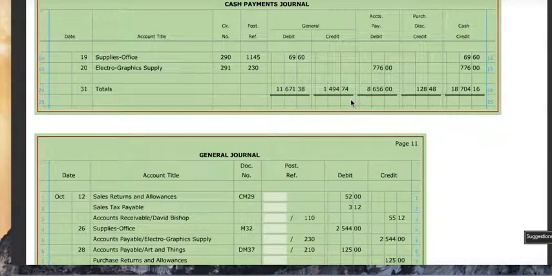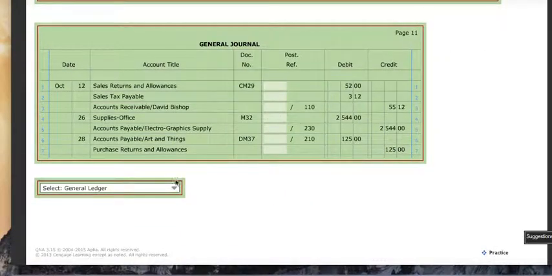11.3, we are posting to a general ledger. So it's similar to what you've done in the past, but you are going to add some new concepts into it. So first direction says to start a new page for a general ledger account for supplies-office. So we need to scroll down here and get open to our ledger for supplies-office.